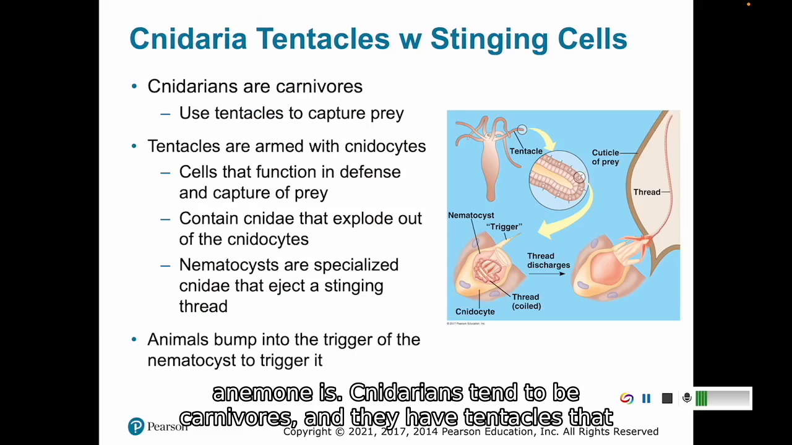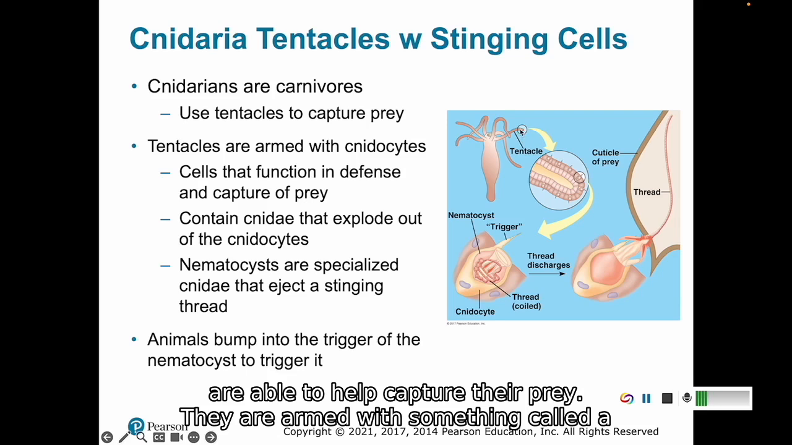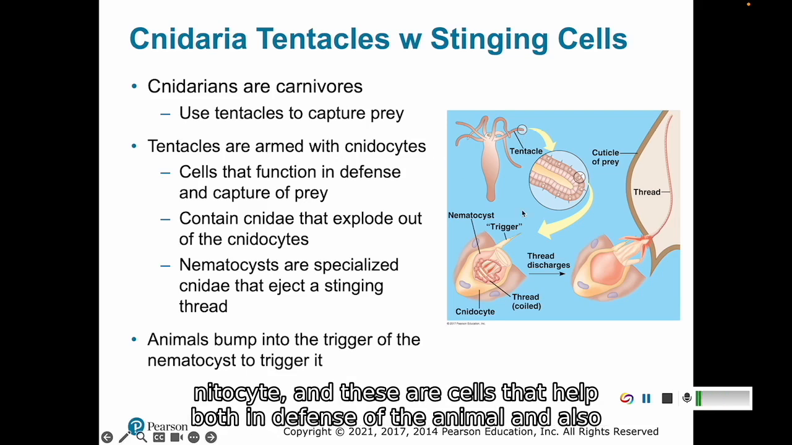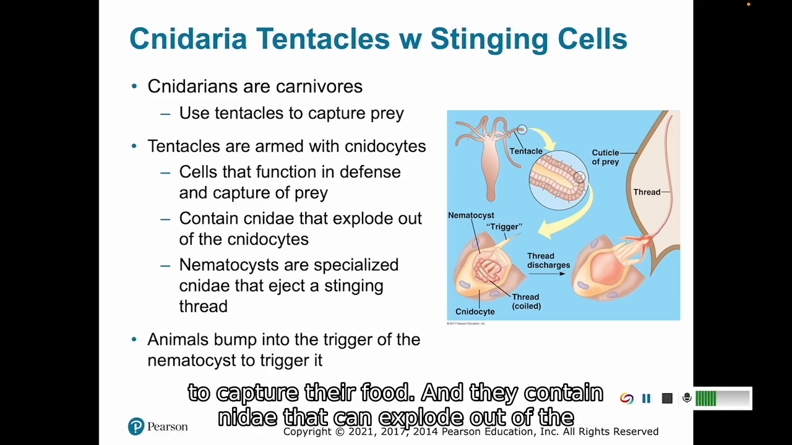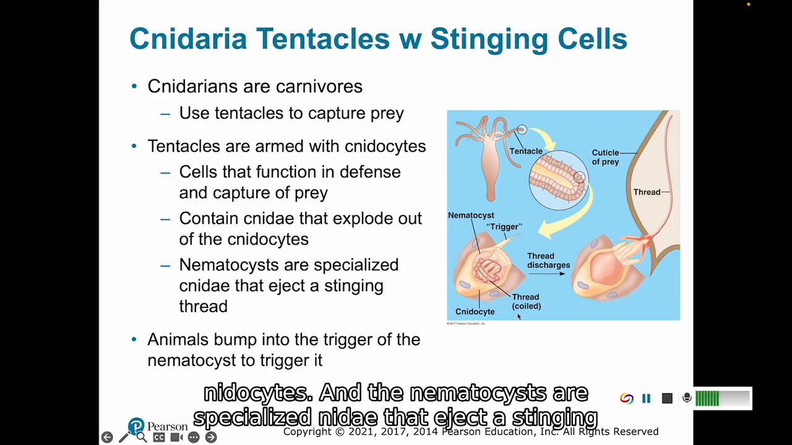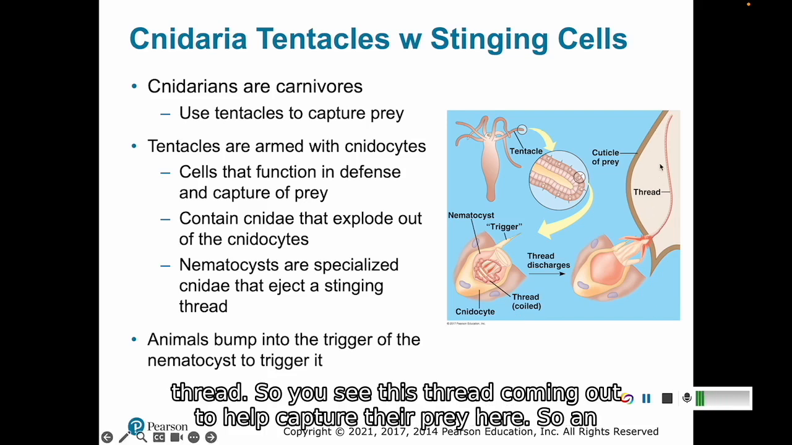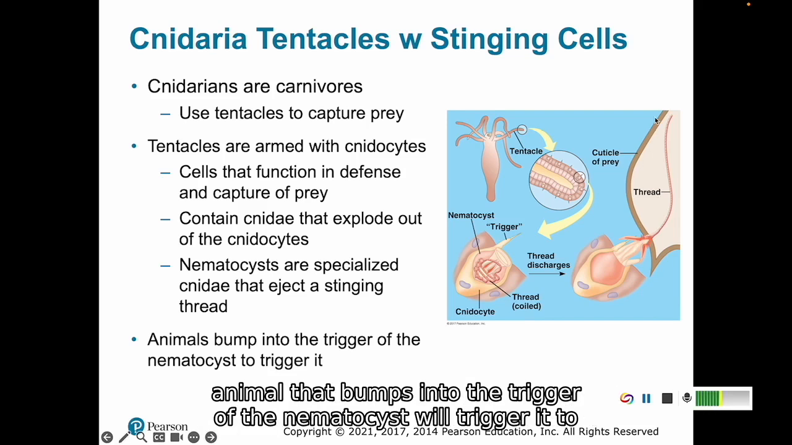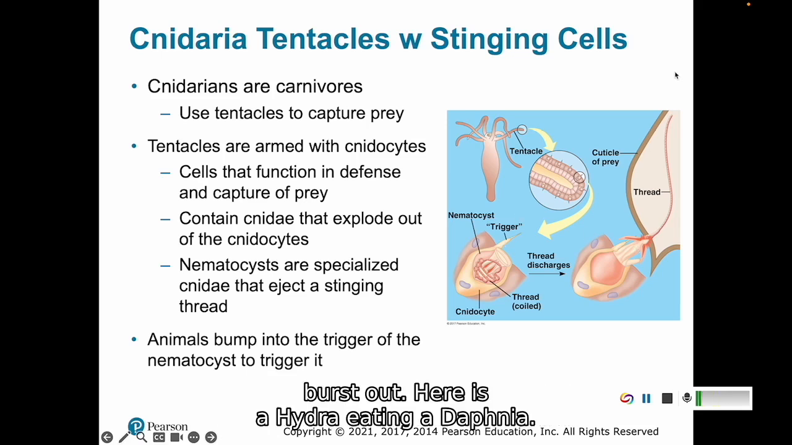Cnidarians tend to be carnivores, and they have tentacles that help capture their prey. They are armed with something called a cnidocyte. These are cells that help both in defense of the animal and also to capture their food. They contain cnidae that can explode out of the cnidocytes. The nematocysts are specialized cnidae that eject a stinging thread. So you see this thread coming out to help capture their prey here. An animal that bumps into the trigger of the nematocyst will cause it to burst out.